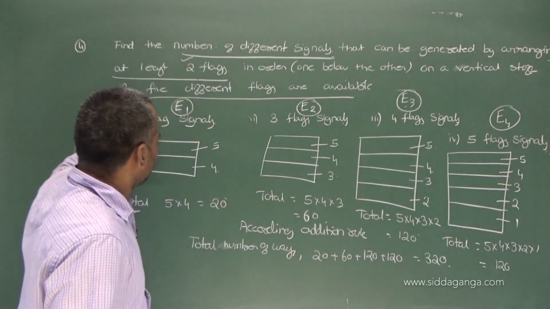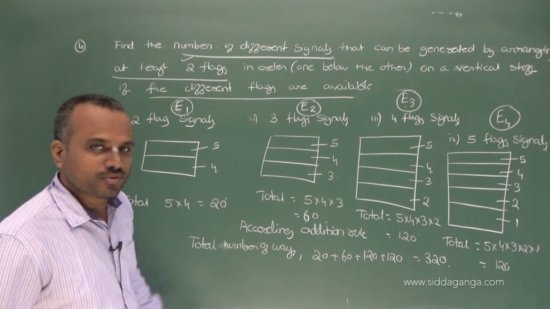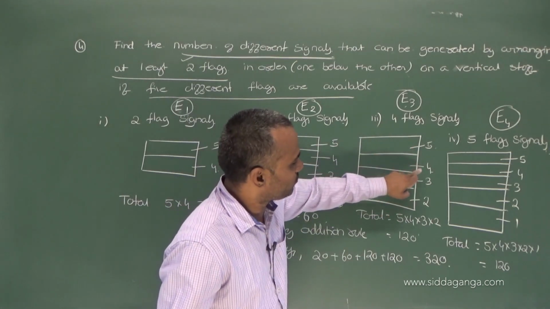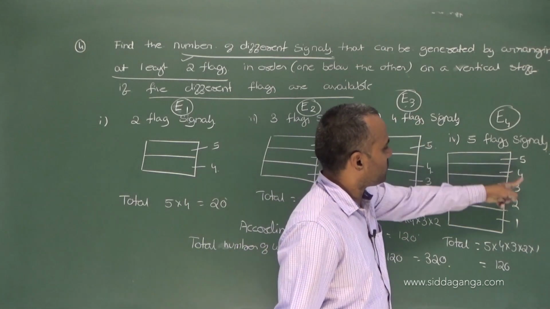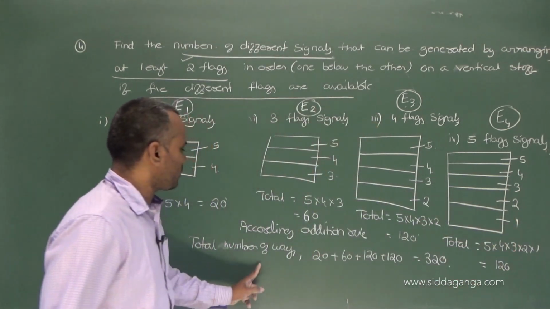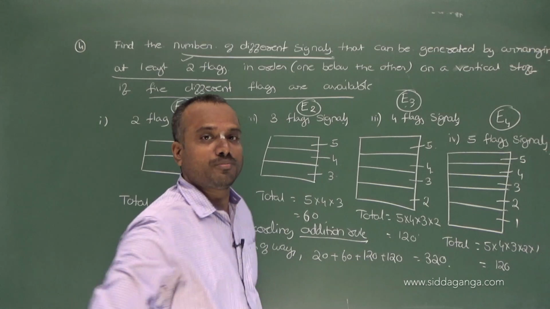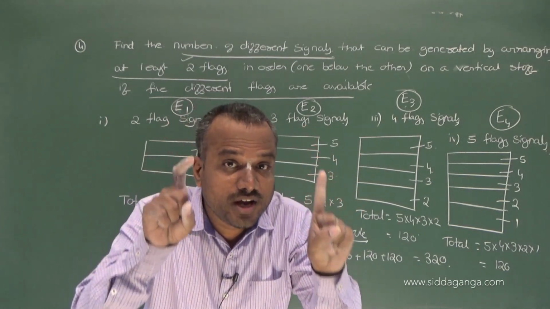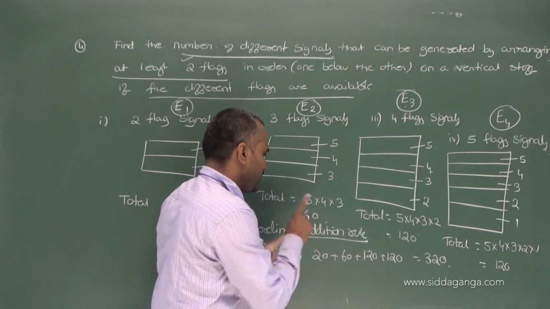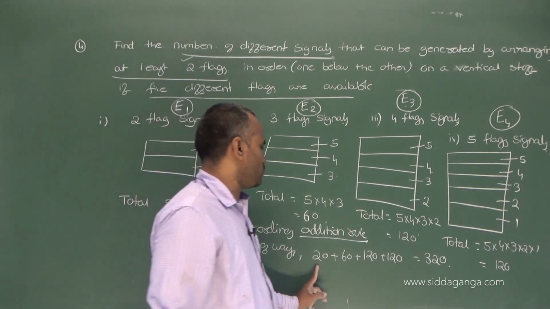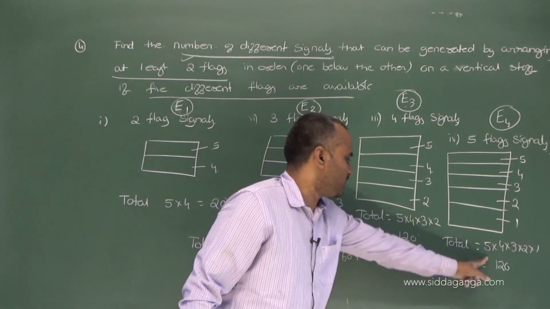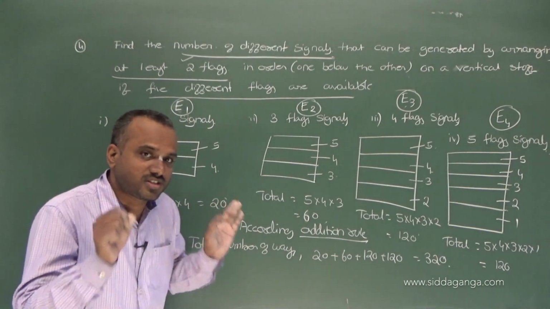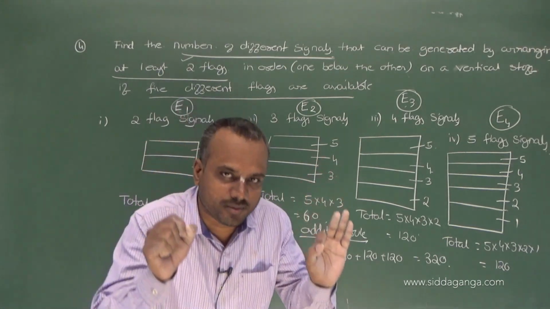See, observe the concept. 2 flag signals, 5 into 4. 3 flag signals, 5 into 4 into 3. 4 flag signals, 5 into 4 into 3 into 2. 5 flag signals, 5, 4, 3, 2, 1. Total number of ways by applying addition rule, because all the events E1, E2, E3 and E4 are independent events. That's why we apply addition rule. 20 plus 60 plus 120 plus 120, the total number of ways is 320. Understand the concept? This is a very, very important problem for a 3-mark question.